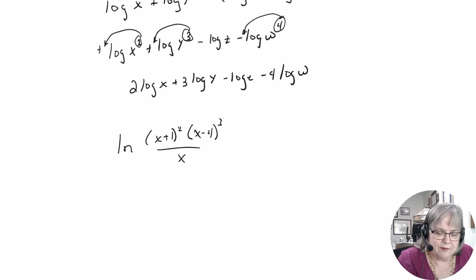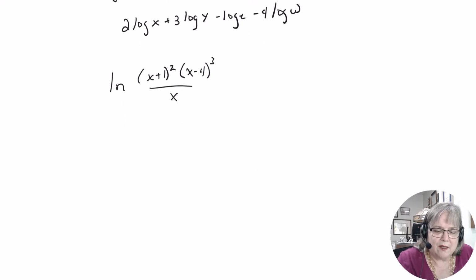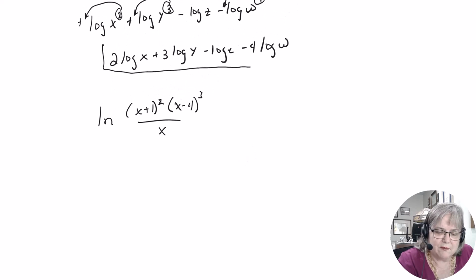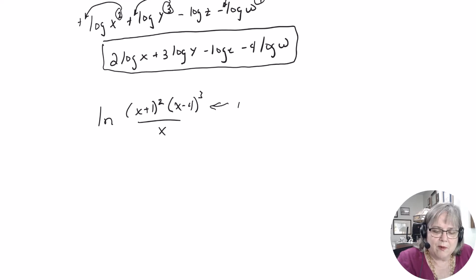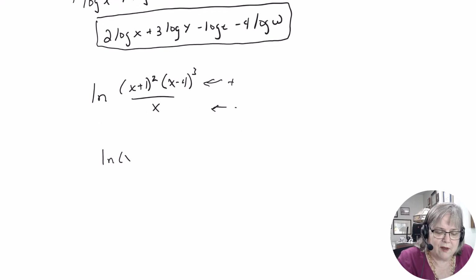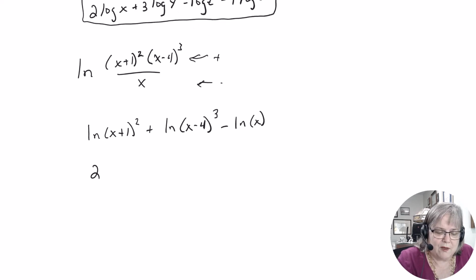Okay? So what if you have the natural log of x plus 1 squared, x minus 4 cubed over x? And I want you to write it as the sum or difference of logs. So these that are on the top are going to be plus. These that are on the bottom are going to be minus. So you'd have the natural log of x plus 1 squared plus the natural log of x minus 4 cubed minus the natural log of x. So you can bring the 2 down, you can bring the 3 down, and you have the natural log of x.